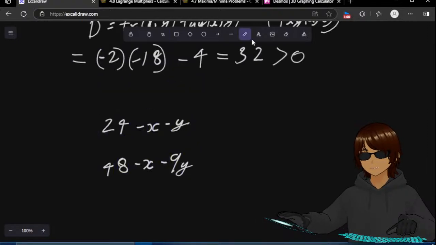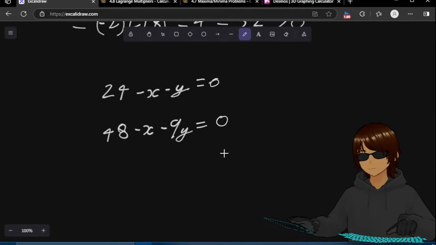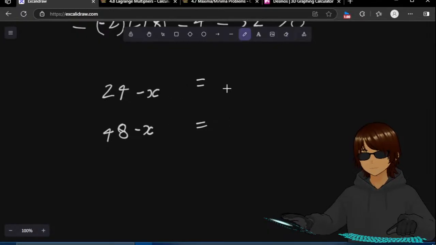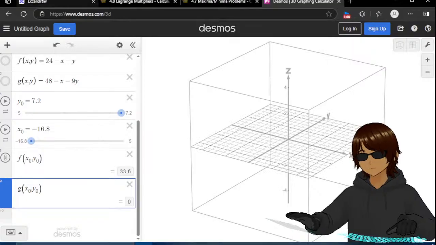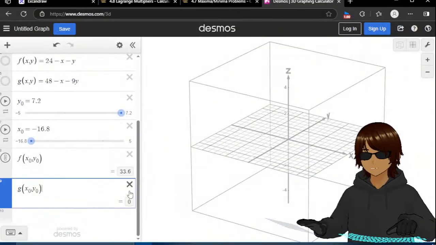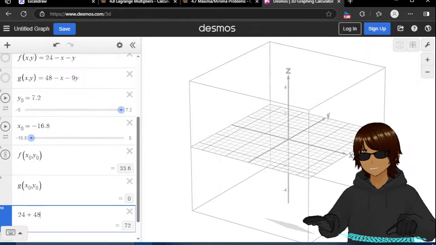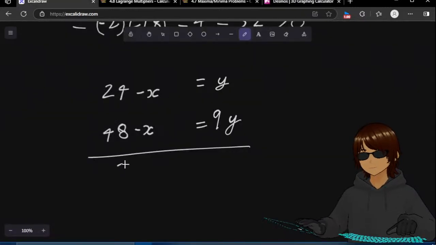Hold on, let's get them both to 0. Let's do positive y and positive 9y. Now let's add them. 24, 48, 72. No, we can't add them. We have to subtract them. What am I doing? Hold on.